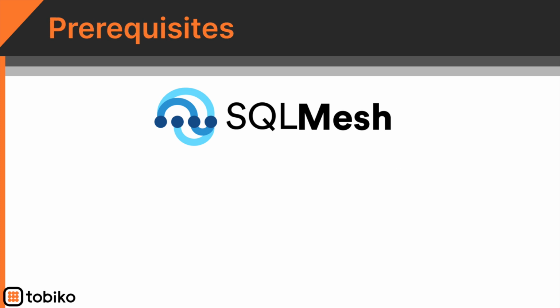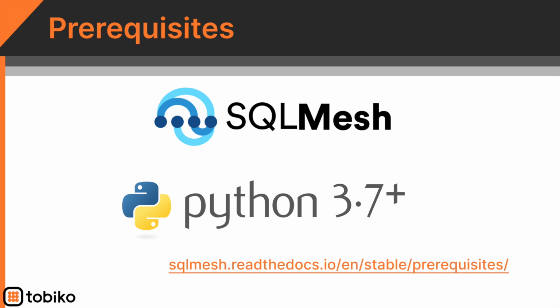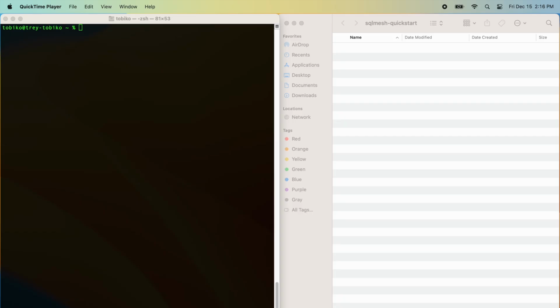The first step is to check that we have the prereqs installed to run SQL Mesh smoothly, which is just Python. At the time of recording, it's 3.7 or higher, but feel free to check our docs for the current minimum supported version. You can check to see which version of Python you are running with the command python3 --version from your terminal. If it turns out you don't have Python installed, you can easily install it with your favorite package manager, such as Homebrew or Conda.